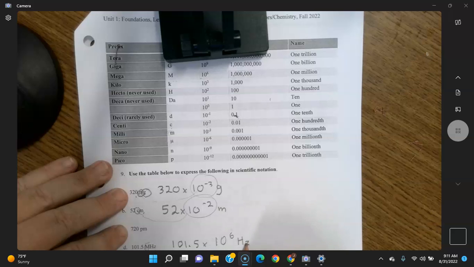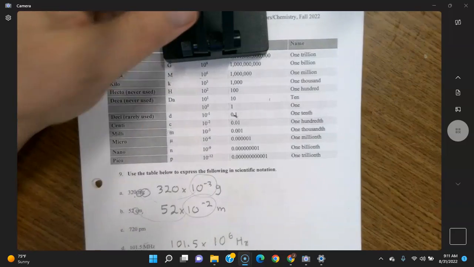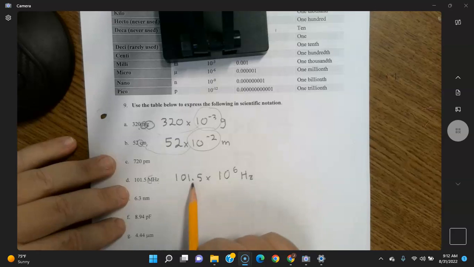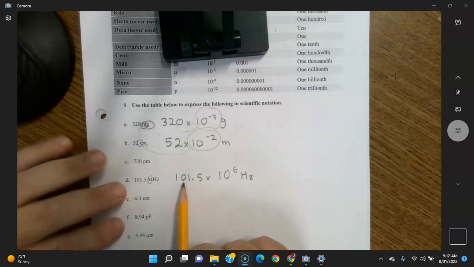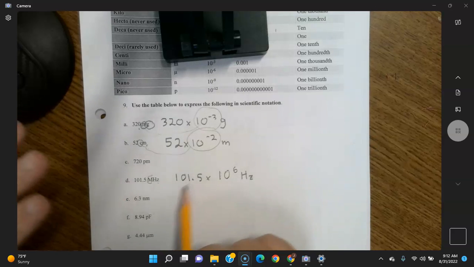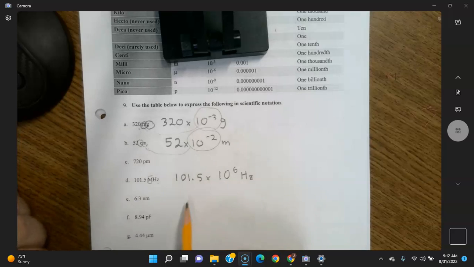Now you may say, shouldn't you convert this to a number between 1 and 9.999? The answer is no, because megahertz is usually expressed in the 90s or hundreds, somewhere like that, since it's a radio station call number, right? So 101.5. So in this case, you can make an exception to that, all right?